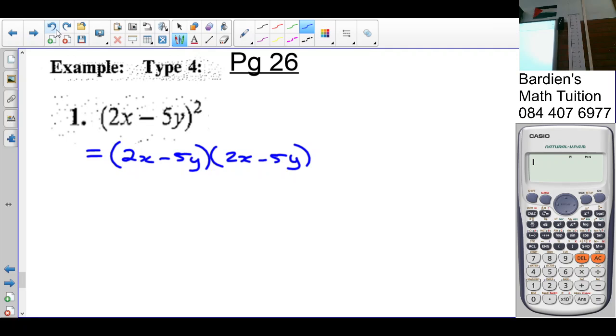You understand? So what we have now is exactly what we had before: a binomial by a binomial. So I now multiply it out like that. You all know how to do that, no? So do that for me quickly.